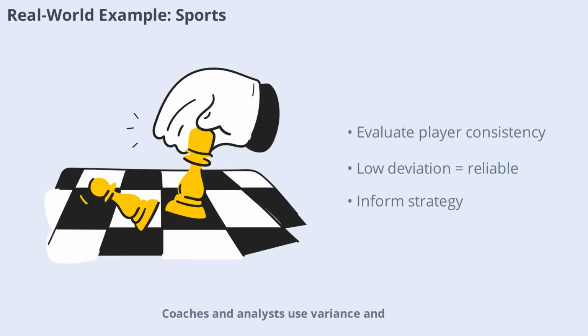Coaches and analysts use variance and standard deviation to evaluate player performance. A player with a low standard deviation in scoring is more consistent, while a high standard deviation might indicate unpredictability. This information helps teams make strategic decisions about training and game plans.